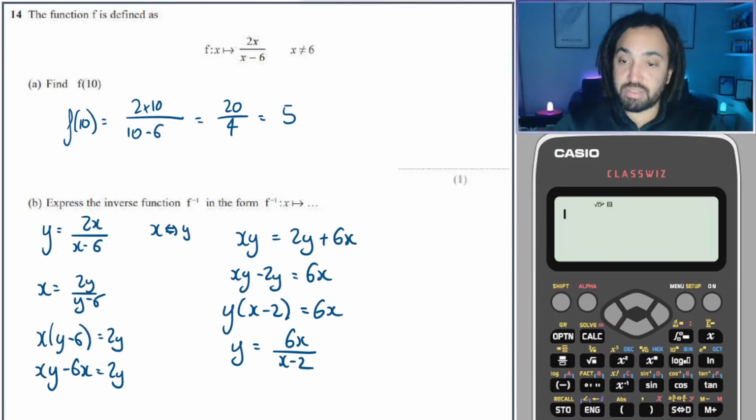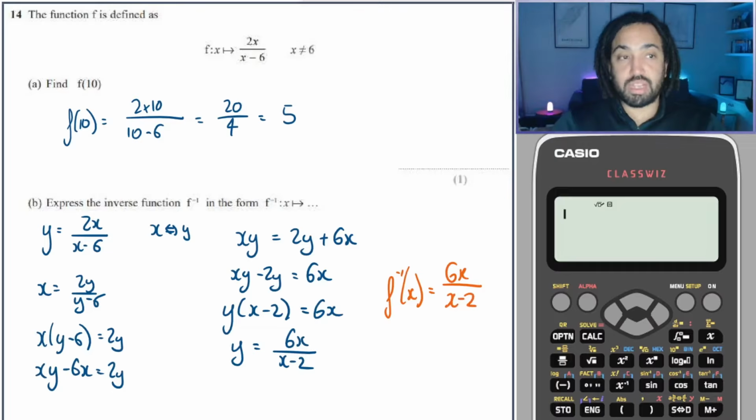Okay, this is my inverse function, and I can write that in its finished form as the inverse of f is equal to 6x over x minus 2. And there we have it.